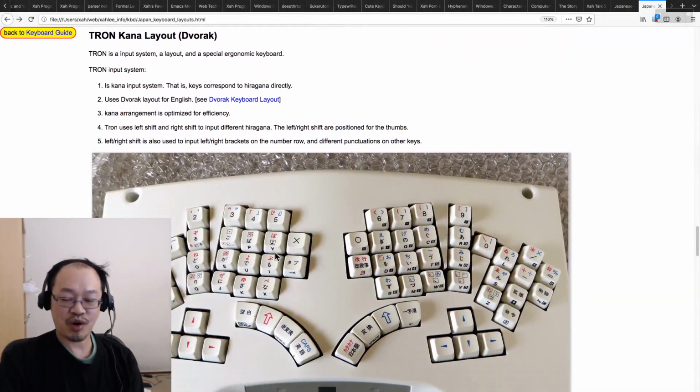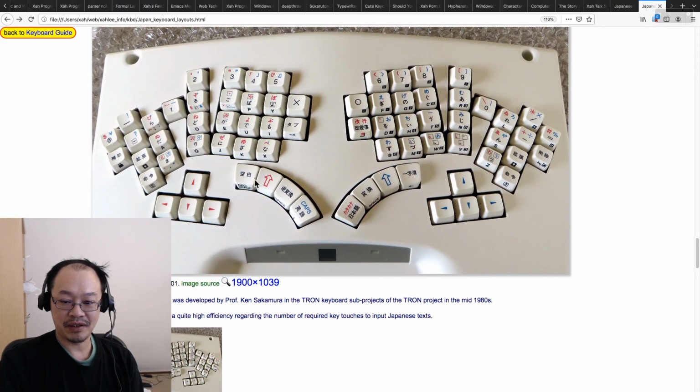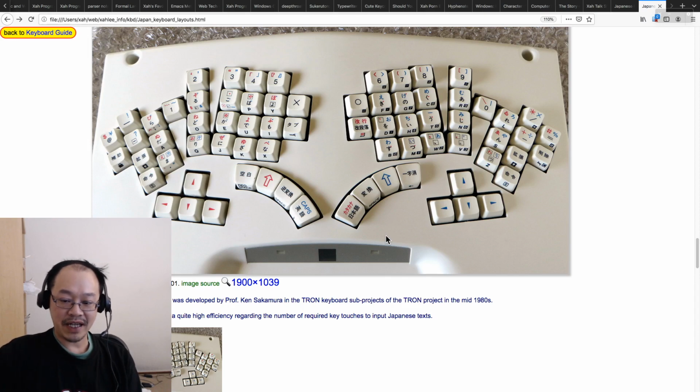Then you have the spectacular Tron keyboard. This is Tron, by the way. There's a rich history to Tron. Tron is also an operating system of Japan. Japan created an operating system called Tron, and at one point, it was in fact the most popular operating system used in the world. Why? Because all the little devices in Japan, they are using the Tron system.